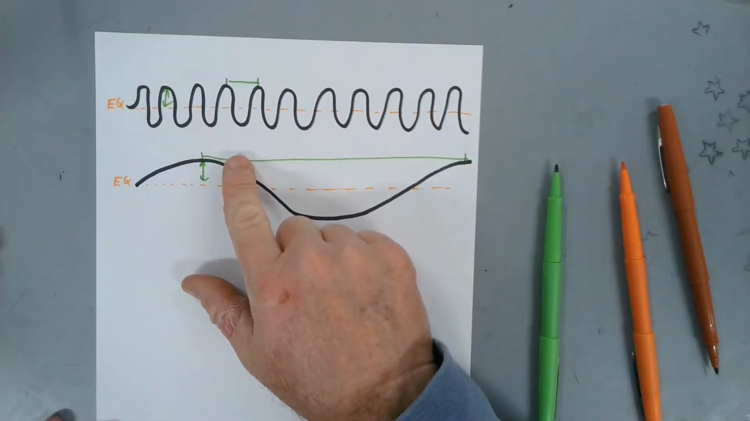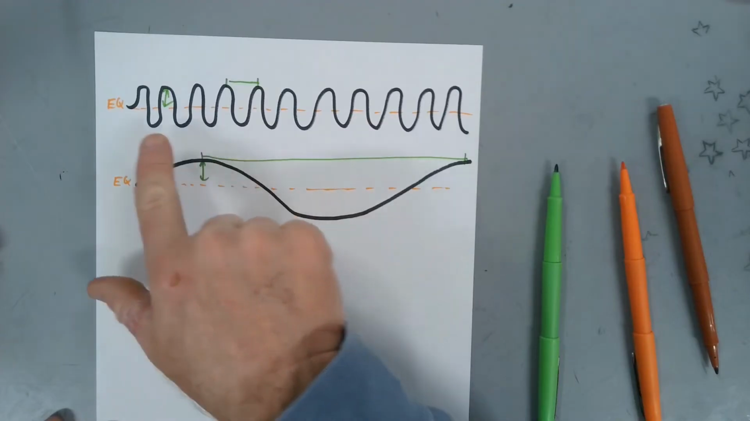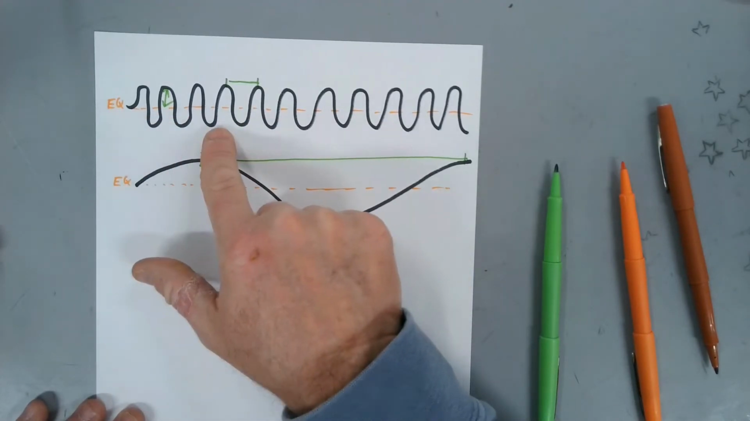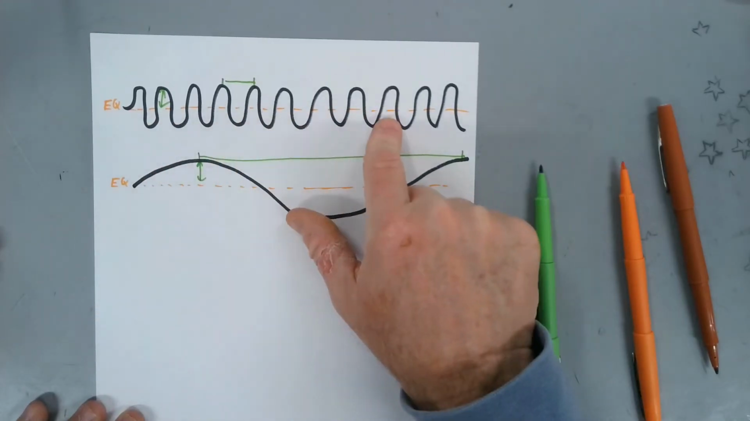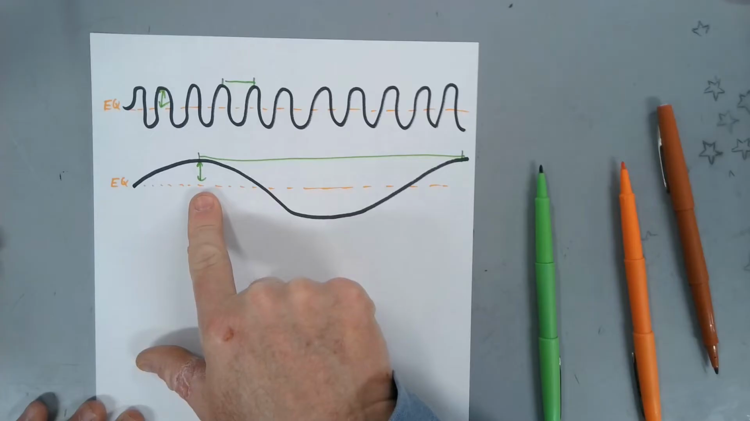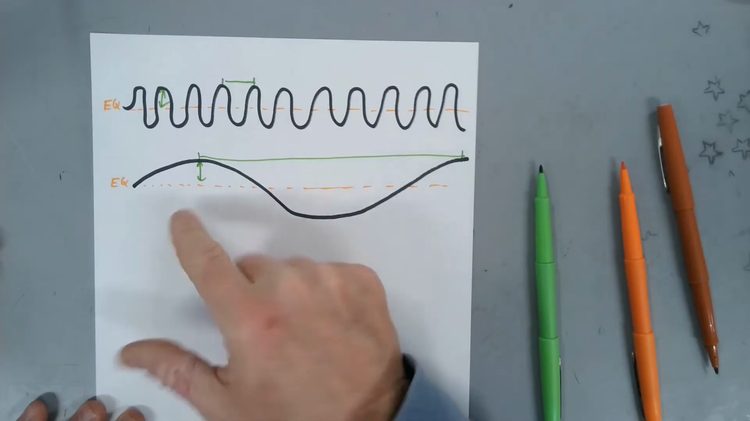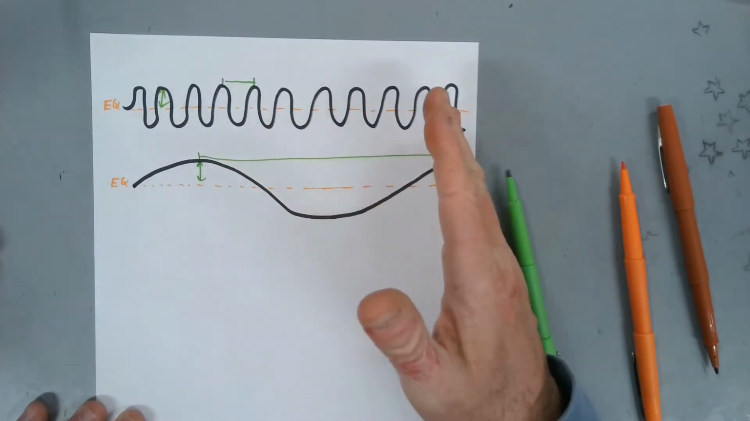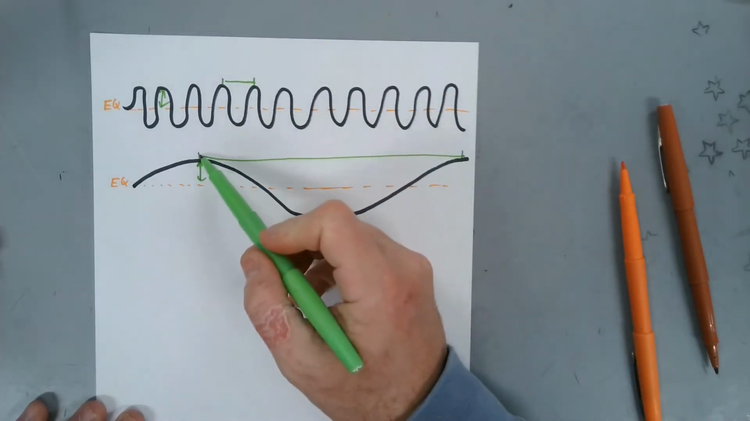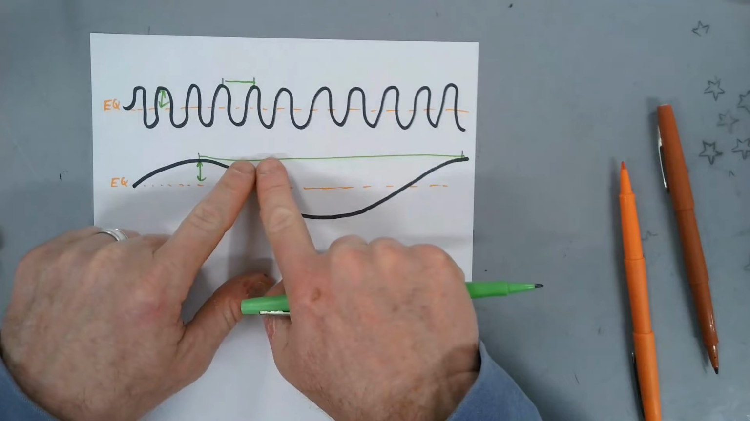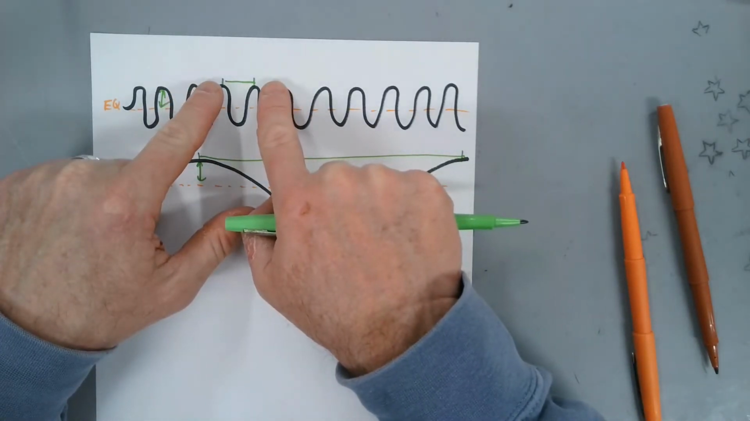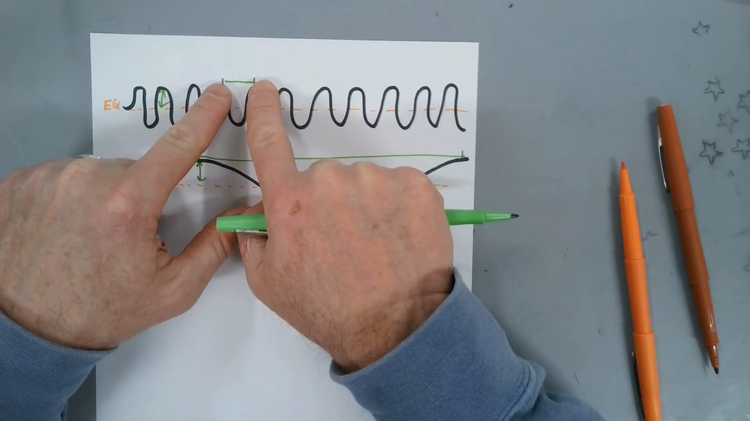Let's talk about the frequency. If you were watching these waves come by and you were timing how often or how frequently these waves come by, you would get a bigger number than if you were looking at these waves. So the frequency at which the waves come by seems to be tied to this wavelength. As the wavelength gets bigger, the frequency gets smaller.